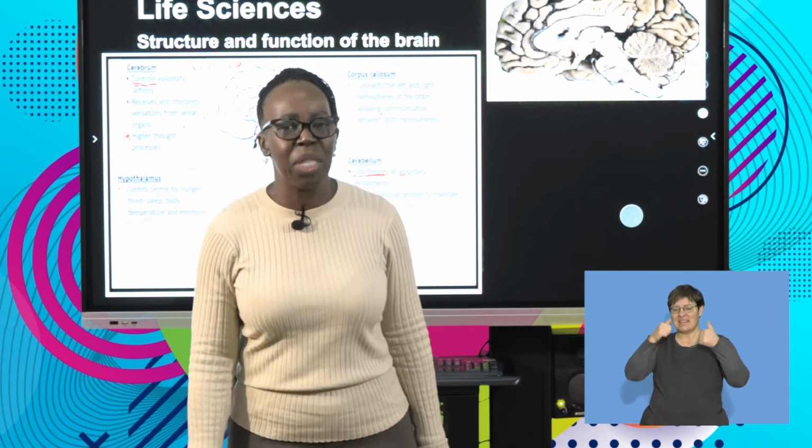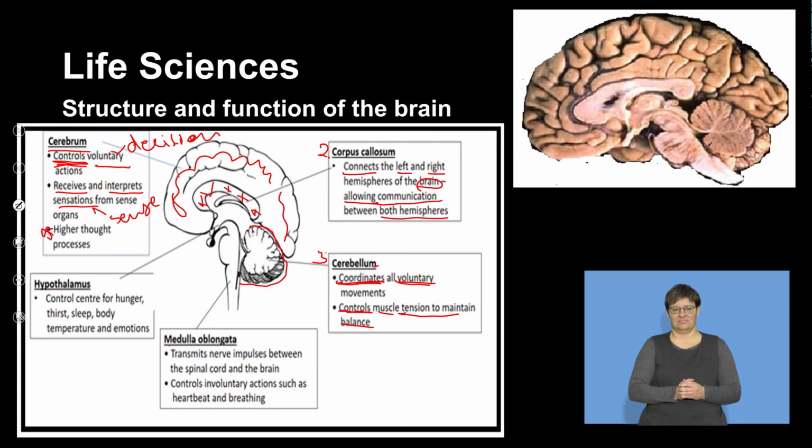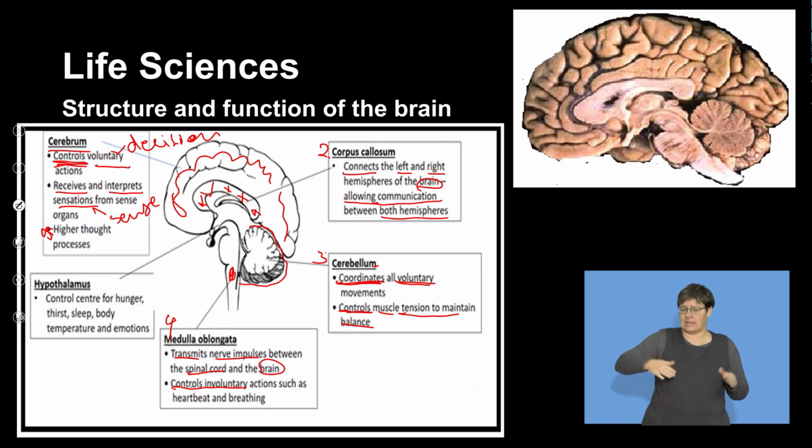Then we continue with the parts of the brain again. Number 4, that is the medulla oblongata. This part transmits the nerve impulse between the spinal cord and the brain. And it also controls involuntary actions. We did talk about voluntary actions. Now we're talking about involuntary actions, like your heartbeat and your breathing. You don't control that. It is controlled by your medulla oblongata.